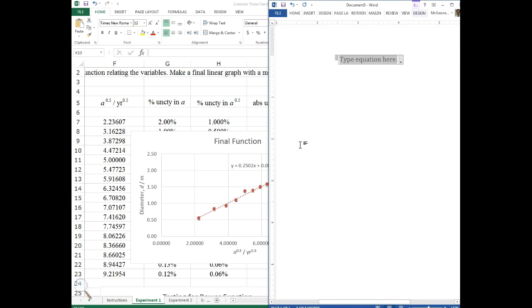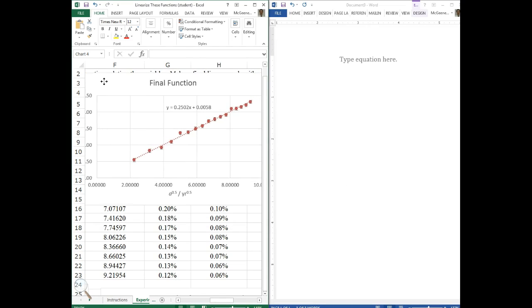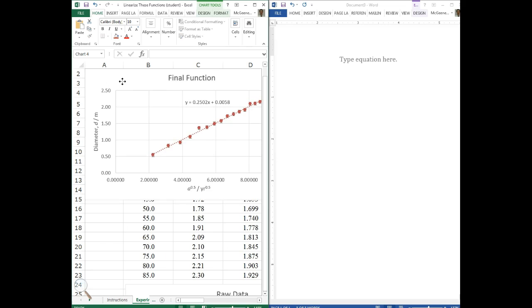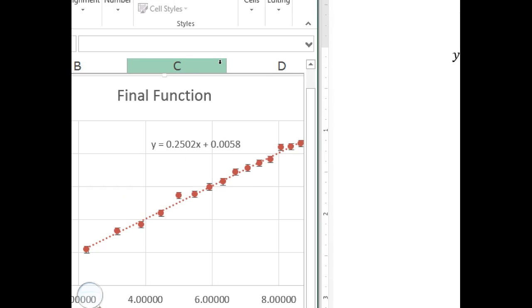So let me put this over here, split the screen for the moment. This is my final function graph. The first thing you do is you take that equation and you rewrite it: y equals 0.2502x plus 0.0058. Now, there's something I need to fix first. Whoops.